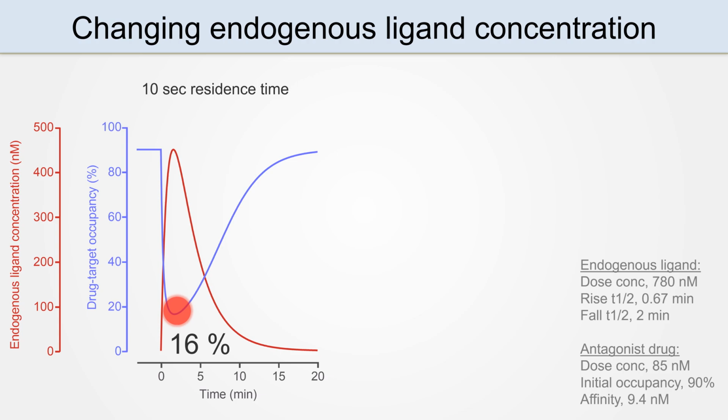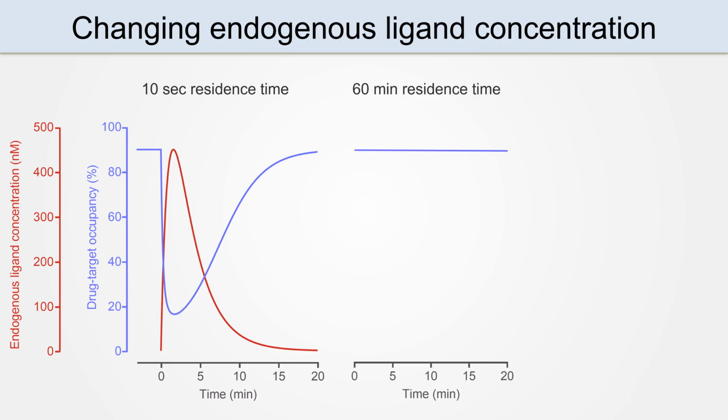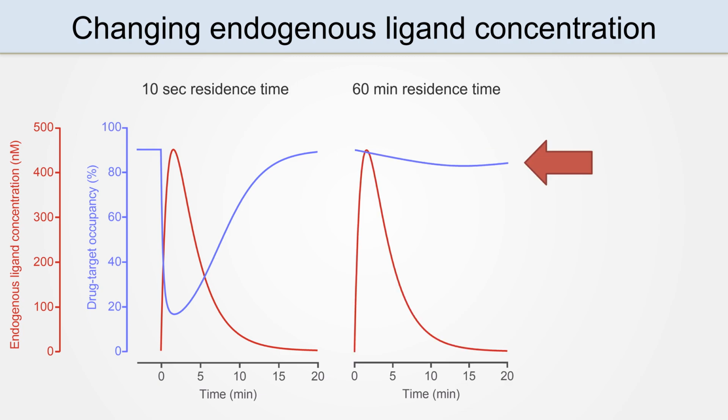Now let's consider a drug with the same affinity but a long residence time of 60 minutes, as shown here. Here is the occupancy in the absence of the endogenous ligand, which is the same as before. Here is the endogenous ligand pulse, as before. And now here is the occupancy by the drug in the presence of the endogenous ligand. What we are seeing is that the occupancy remains sustained in the face of the endogenous ligand pulse. The trough occupancy is 83%. This happens because the drug doesn't dissociate very much from the target, so most of the targets remain occupied by the drug over the pulse of the endogenous ligand.